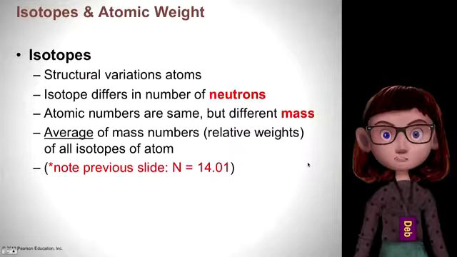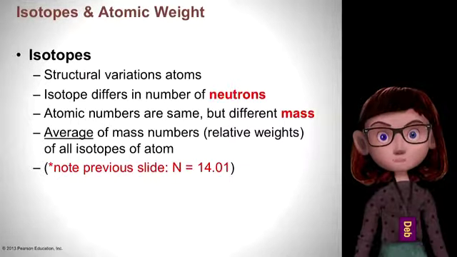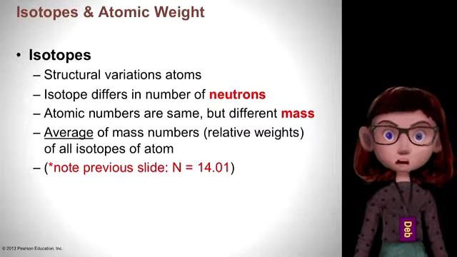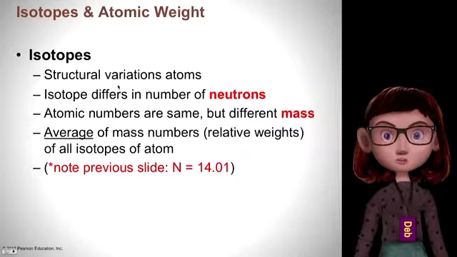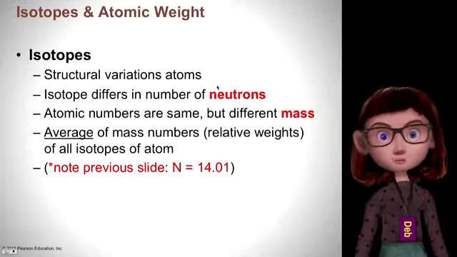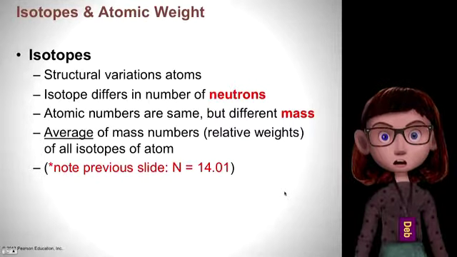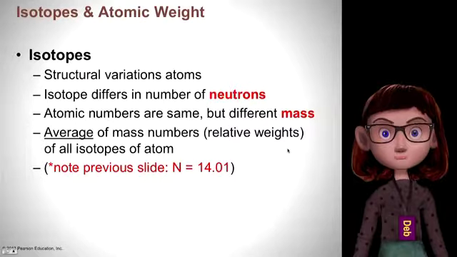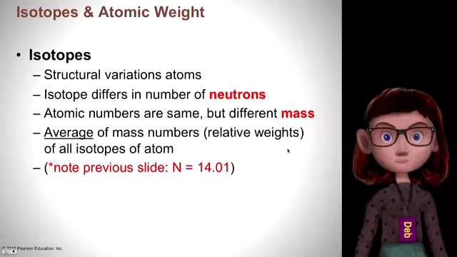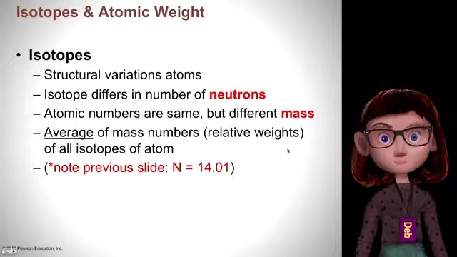First we're going to talk about isotopes. This is related to atomic weights or the mass of an atom. An isotope is a structural variation in an atom. The isotope will differ in the number of neutrons. The atomic numbers are the same, but these will have different mass because, remember, I mentioned that each neutron weighs 1, as well as each proton.